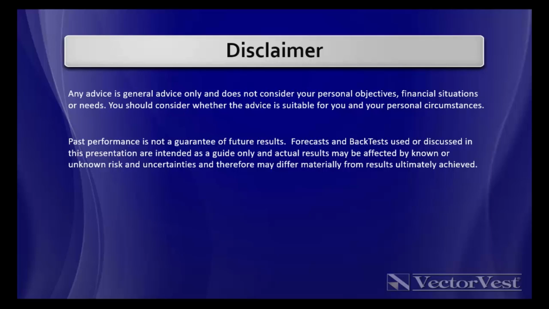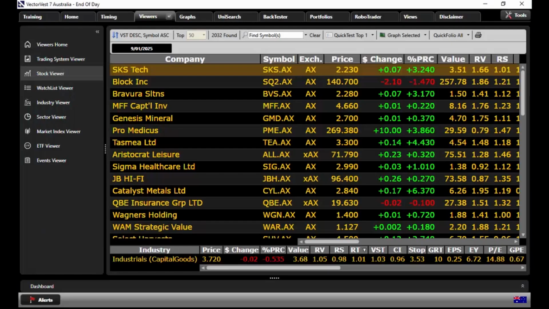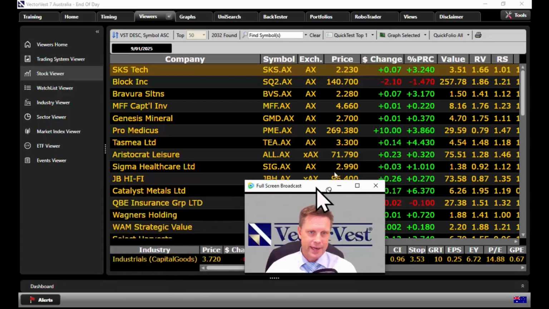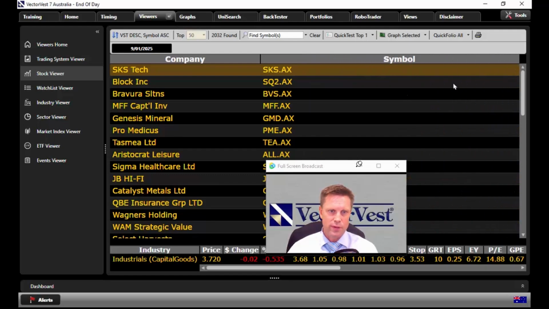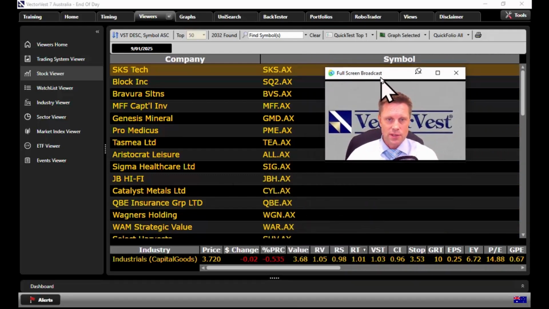With that said, let's jump into VectorVest. So what I've done here is I've loaded up VectorVest and I've gone to this tool here under viewers called Stock Viewer. Stock Viewer will sort and rank all of our stocks each and every day for the best combinations of both fundamental and technical analysis. Don't worry about all the other columns here. Very powerful analysis. Just worry about the top ranked stocks here. So these stocks here are ranked with the best combinations of fundamentals.